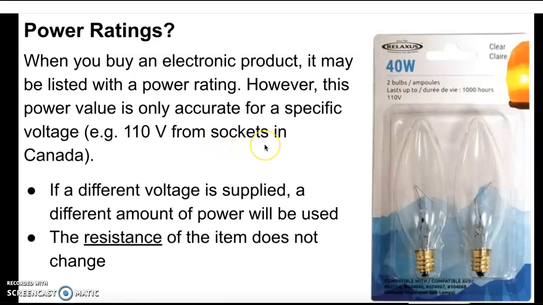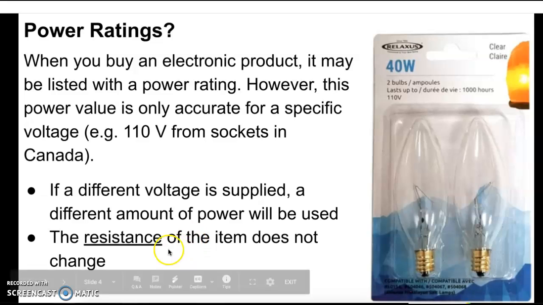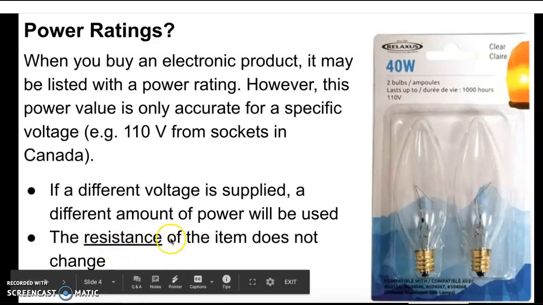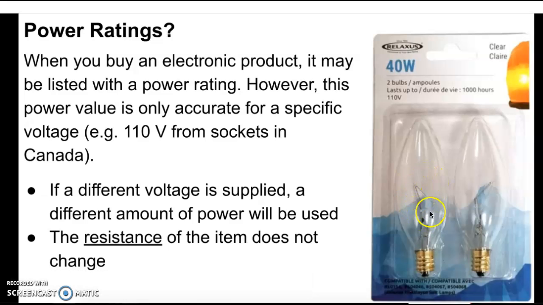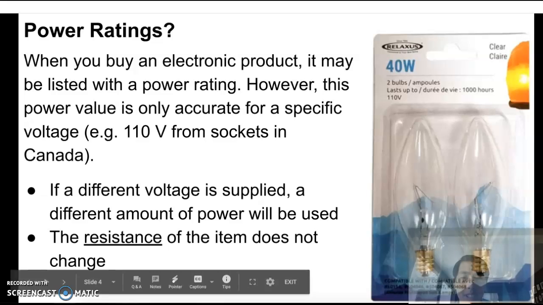However, if you travel other places, such as some countries in Europe and in Asia, the voltage out of their sockets is double, so it's 220 volts. So if you plug these light bulbs in over there, it's not going to be 40 watts. Okay, this 40 watt number only applies to 110 volts. The number that stays the same no matter what voltage you plug it into is the resistance. Okay, so this light bulb has a certain resistance, a certain number of ohms, and that number stays the same no matter what voltage you plug into. However, the watts do not.